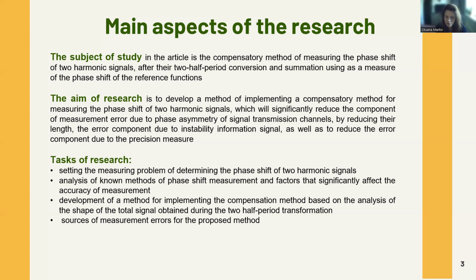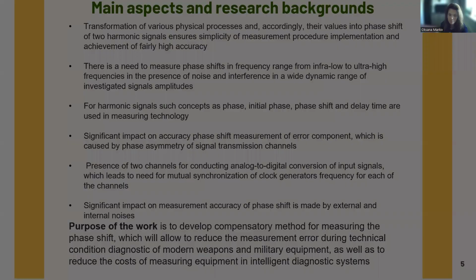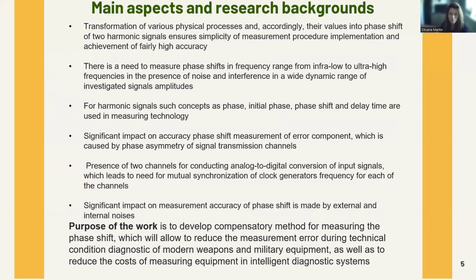Apparatus for conducting a factorial experiment is the basis for compensatory method implementation. In our work, in the compensatory factorial experiment, it is the choice of the ratio which most fully describes the shape of curves, the total signal obtained as a result of the summation of two harmonic signals after conducting bisemiperiodic transformation. Main aspects are depicted here, and the main purpose of the work is to develop compensatory methods for measuring the phase shift, which allow reducing the measurement error during technical condition diagnostics of modern weapons, as I have said, as well as reducing the cost of measuring equipment in intelligent diagnostic systems.